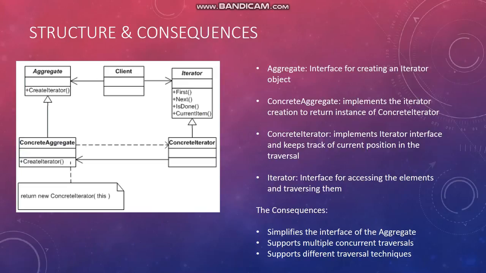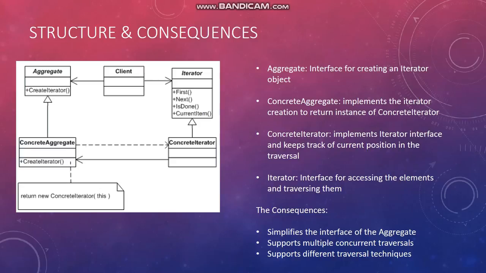So the structure and consequences. This is pretty much all definitions, but just to go over it. The aggregate is the interface for creating an iterator object. The concrete aggregate implements the iterator creation to return the instance of the concrete iterator. The concrete iterator implements the iterator interface and keeps track of the current position in the traversal. And the iterator is the interface for accessing the elements and traversing them.